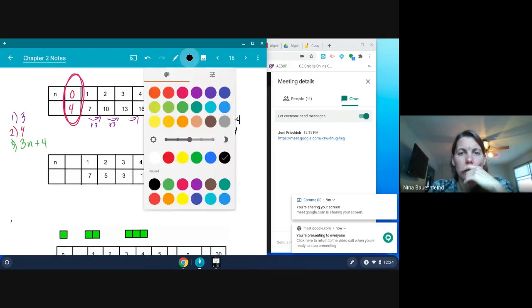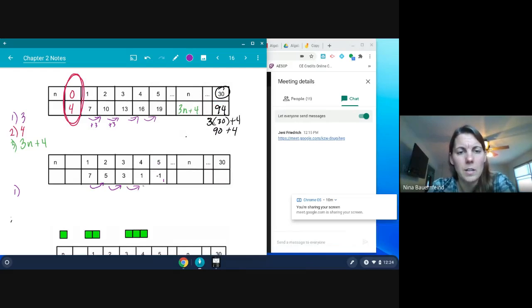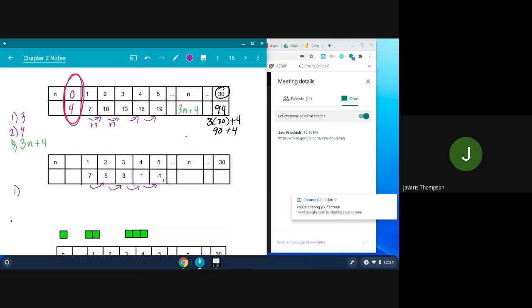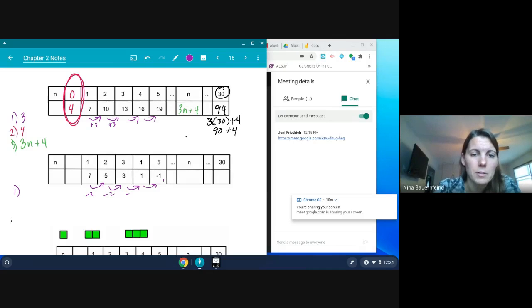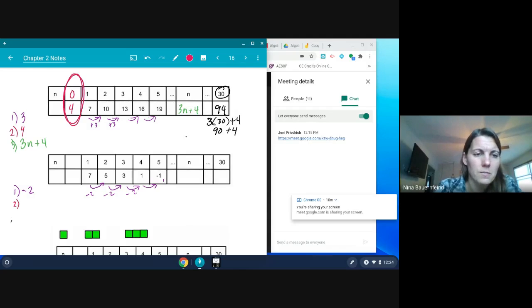Okay, so the next one then, first step, find the pattern. So from here to here, to here, to there, what's going on? It goes down by 2. Good, it's going down 2, down 2, down 2. So down 2. Second step is to find the 0 term, 5, 4, 3, 2, 1, 0.